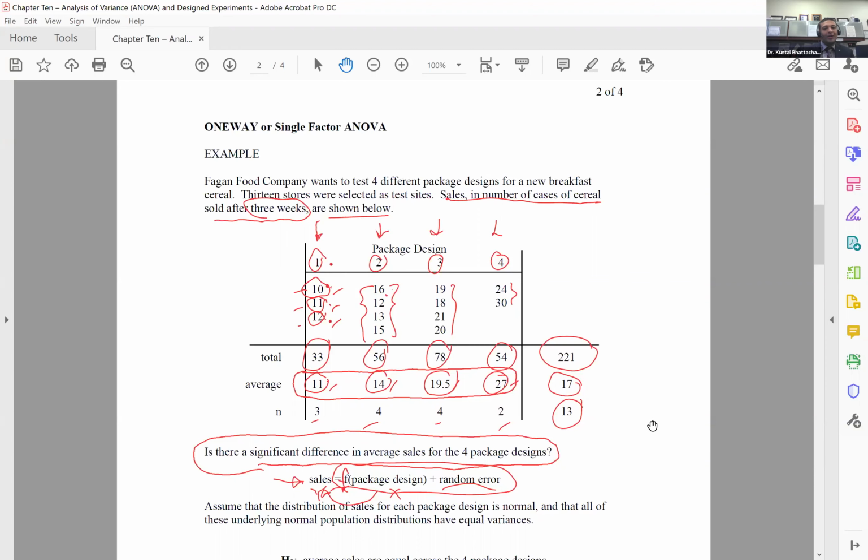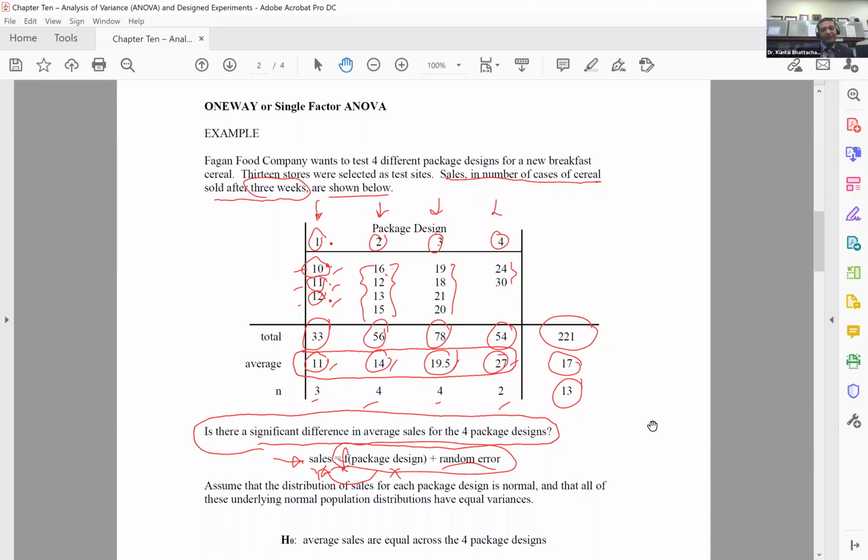Okay. So I go back to my question. Is there a significant difference in average sales for the four package designs? Without doing any statistics, just by looking at these numbers that I am highlighting here, can I have a feel? Can I sense something? Whether package design impacts sales or not?